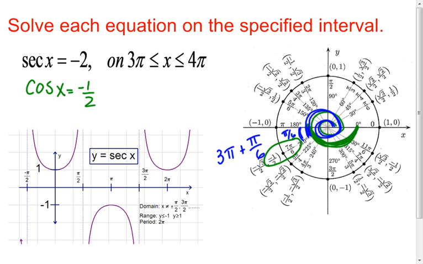Okay, so this spot right here will be 3 pi plus pi over 6. And of course, if you get common denominators, this will be 18/6. So 18/6 plus 1/6 would be 19 pi over 6. And 19 pi over 6 is between 3 pi and 4 pi. Okay, so that's what you want to look for there.